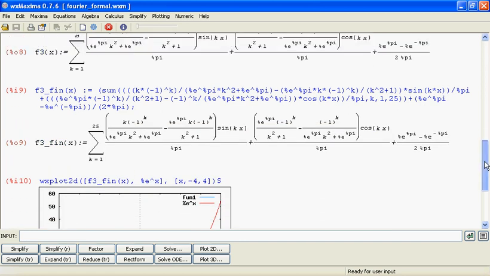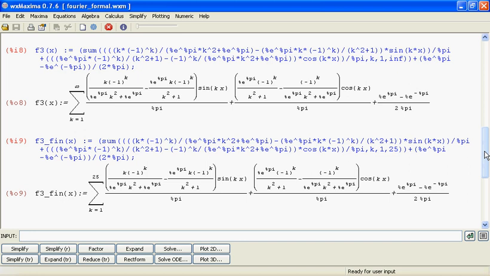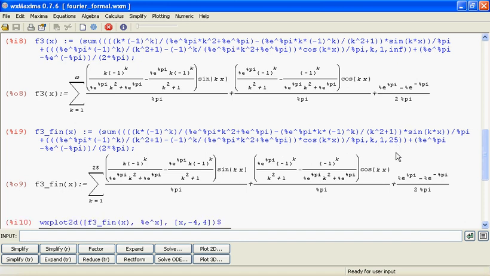We'll now look at the function f3 underscore fin of x, which is the very same function as f3 of x, only with a finite limit. You can see our limit is 25 instead of being infinity. This is an estimation of e to the x in Fourier terms. Since we integrated from negative pi to pi, this series will be periodic on that interval.